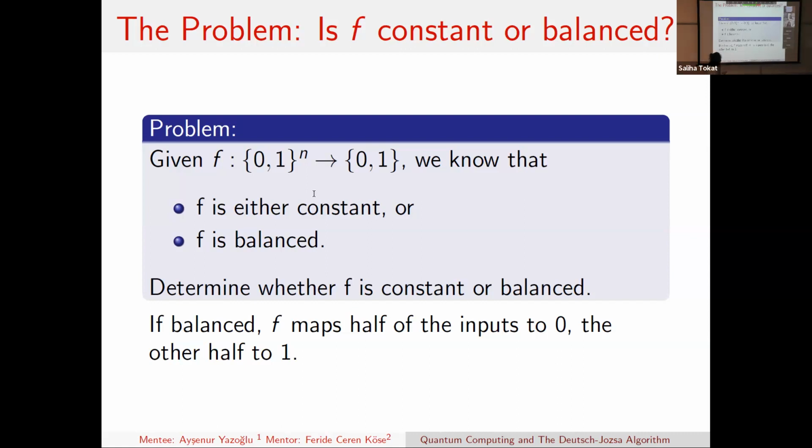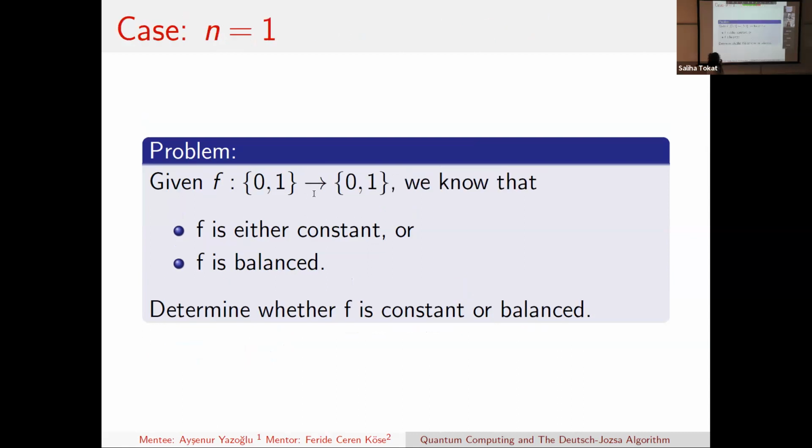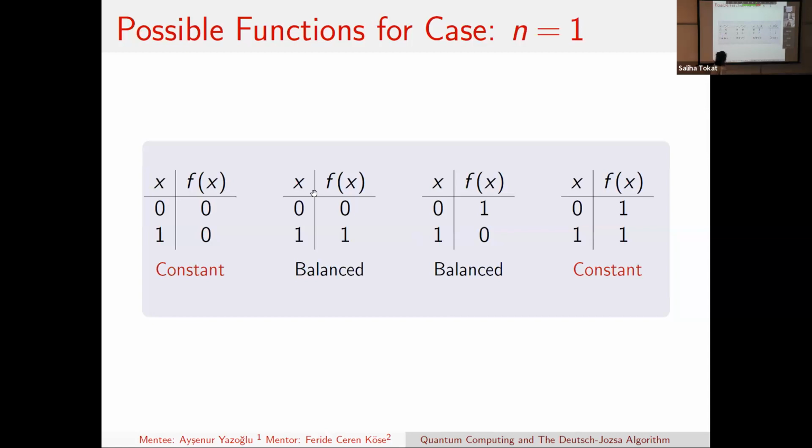Let's examine this for n equals 1. Now we have 2 inputs and 2 outputs. That means we have 4 possible configurations for the function's behavior. When we look at that, if we want to determine the function's behavior using classical computers, what we do is we evaluate the function. There is not much that we can do because we don't know the exact specifics of what the function does.